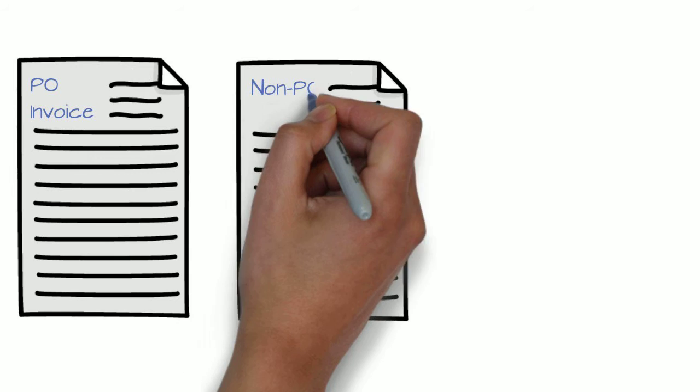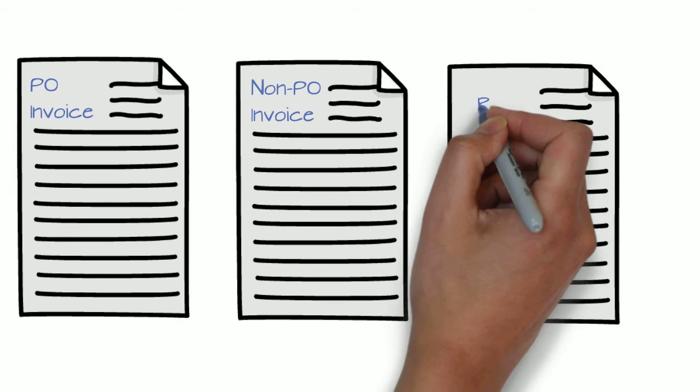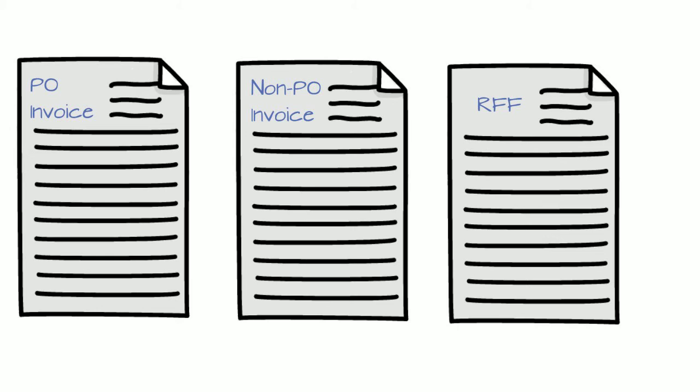Most purchases at TransCanada should be done using a purchase order. Some exceptions allow you to use the non-PO process. There are also a few very specific exceptions that do not require an invoice at all. These exceptions follow the Request for Funds or RFF process. The RFF process should only be used when an invoice is not available.